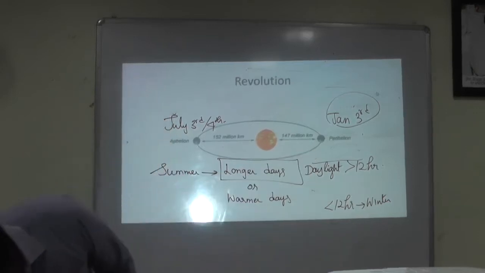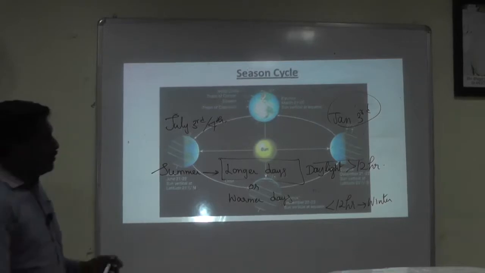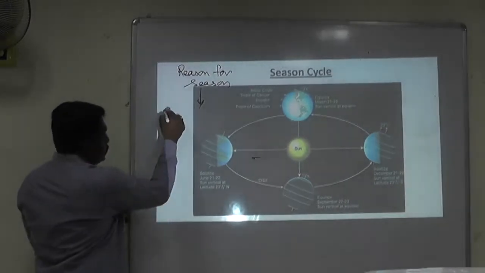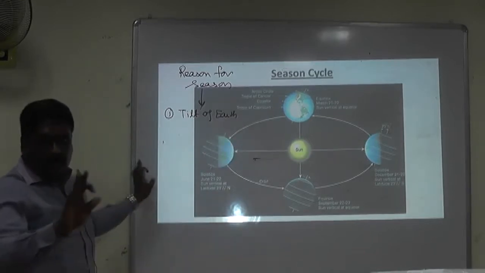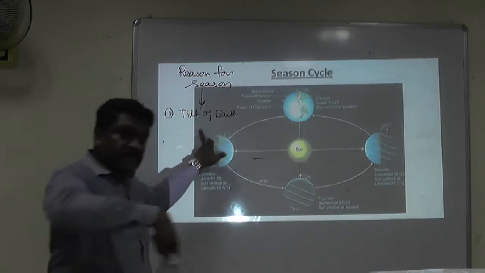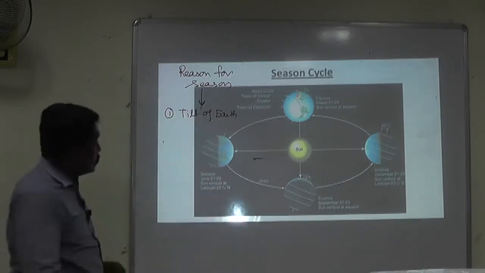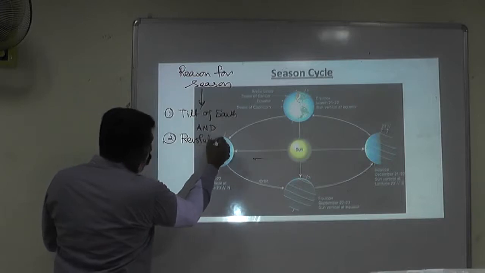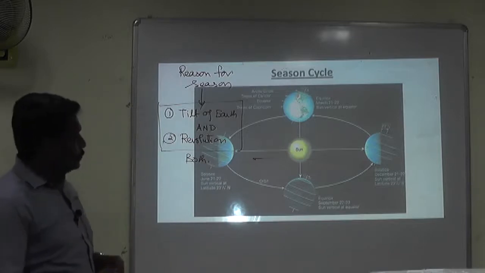So if you ask me why we have the season cycle, very important, it is all because of two facts. Number one, the tilt of Earth. If Earth had not been tilted, there would not have been any season cycle. But the tilt of the Earth itself will not cause the season cycle. How will summer become winter and winter become summer? It should go for revolution. So it is the tilt of Earth and revolution. It is not one, it is both. Both are very important. Somewhere you can write it.